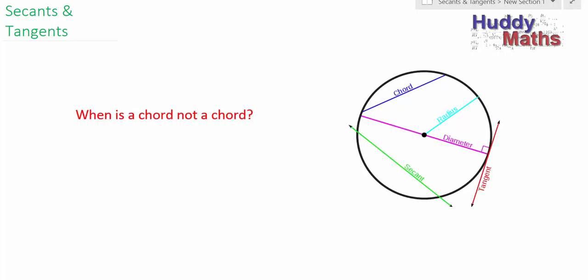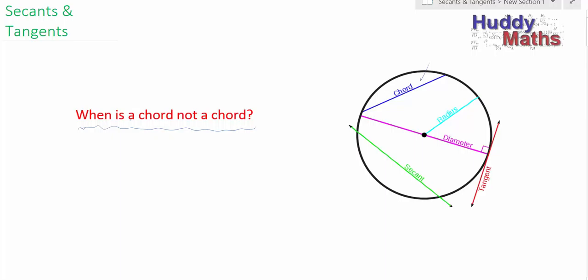I've got a burning question for you here, a red hot question. When is a chord not a chord? And first of all, what is a chord? Oh, there's one over there. When is a chord not a chord? When it's seeking to be something bigger.